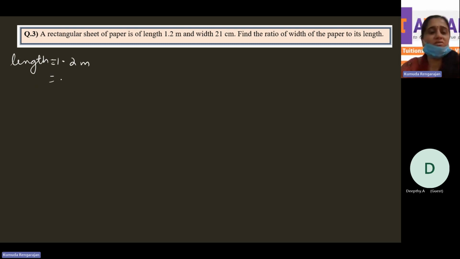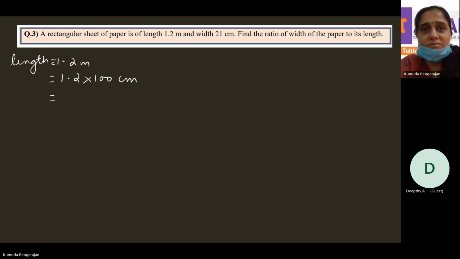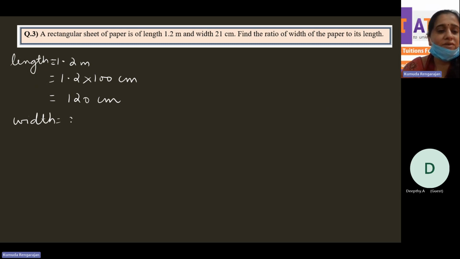So 1.2 meters is equal to 1.2 into 100, right? How do you convert meter to centimeter? Into 100 centimeter. What is 1.2 into 100? Tell me. 120. Very good. 120 centimeter. Then what is the width? Width is equal to 21 centimeter.